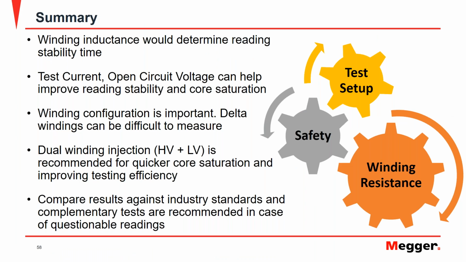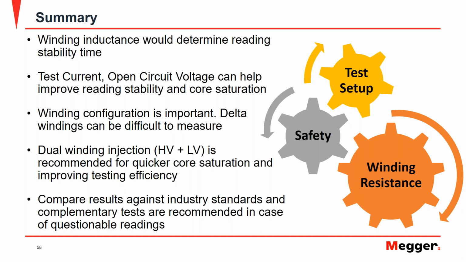So we know that based on what we discussed, winding inductance will determine how much time it will take for the resistance measurement to stabilize. And in order to be efficient in that process, we use test current and open circuit voltages for our instruments, and they can help to give us a stable reading and fast core saturation. And it's important to be cognizant of the winding configuration.